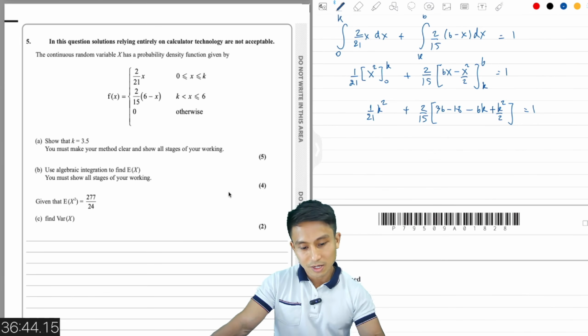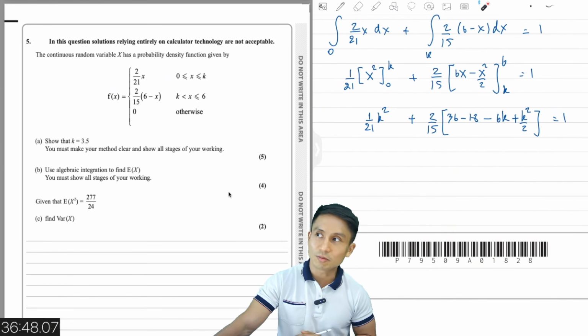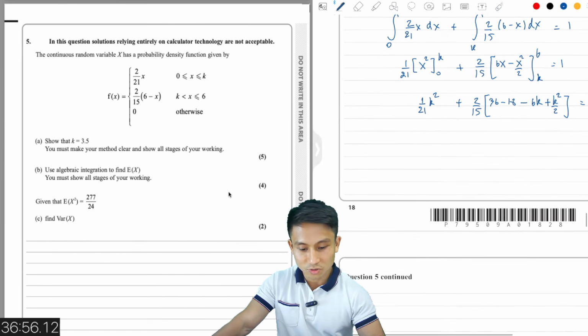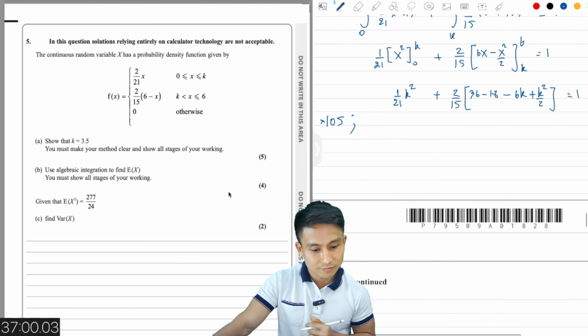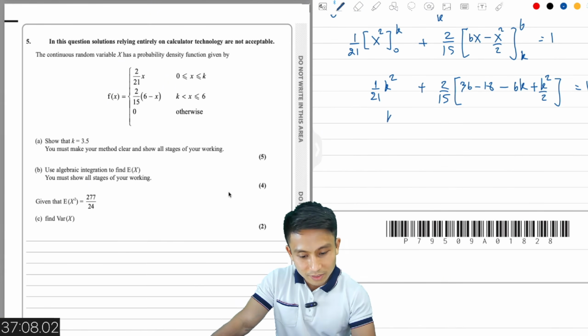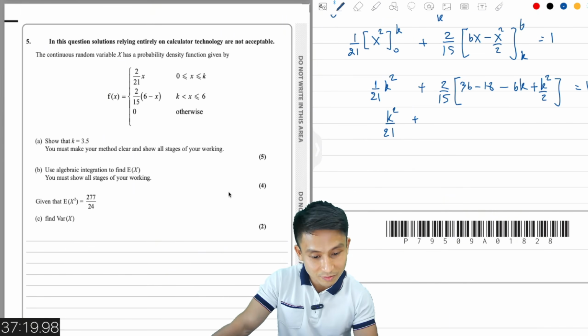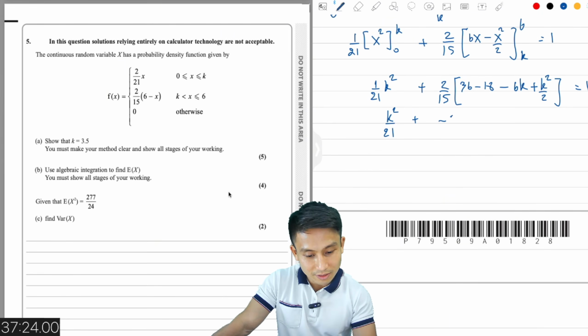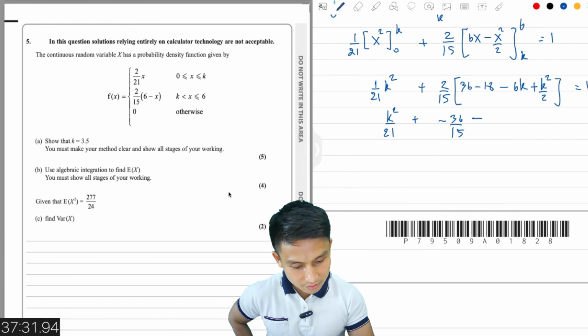I'm spotting that the lowest common multiple of those would be 105. So I'm just going to multiply by 105 across that. Probably not too smart there, hang on. Let me just simplify this first. So you have 2k squared over 21 plus 72 over 15 minus, well, hang on, I can just simplify that to 18 first, right? And I'm going to get minus 36 over 15 there for the first one, minus 12k over 15 and plus k squared over 15 equals 1.